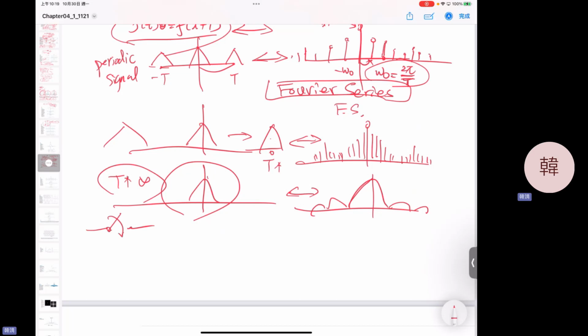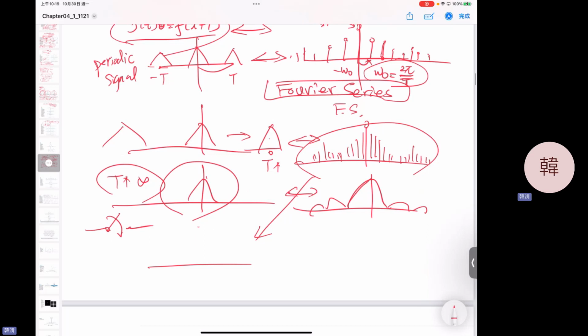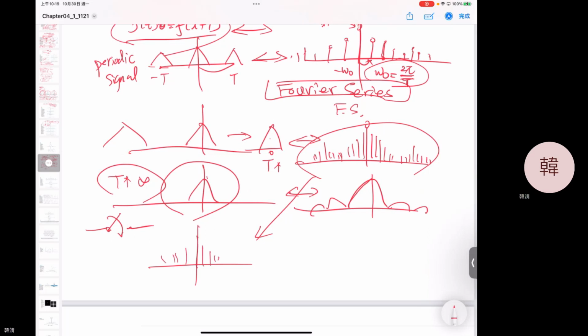If you remember, we taught you the Fourier transform has a duality property. So once you see your signal in the time domain is like a spike spectrum, what do you see? It becomes like this one. If you have a signal like this one, you can expect the result will be what?